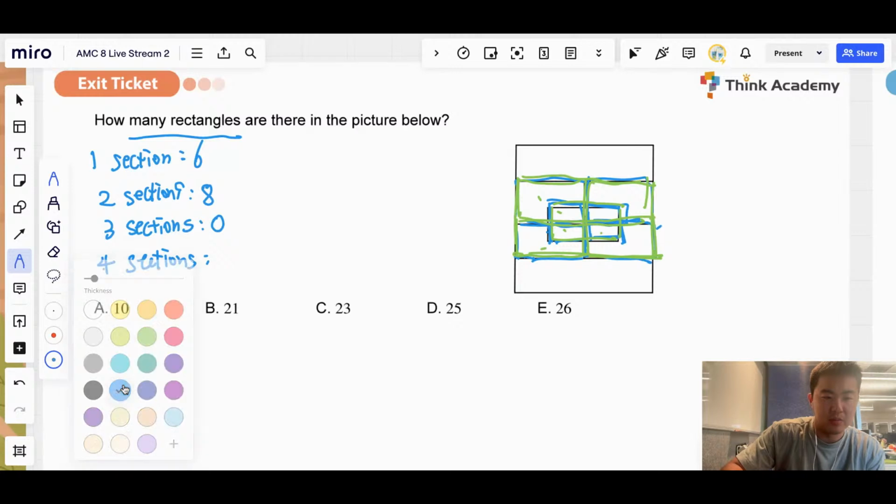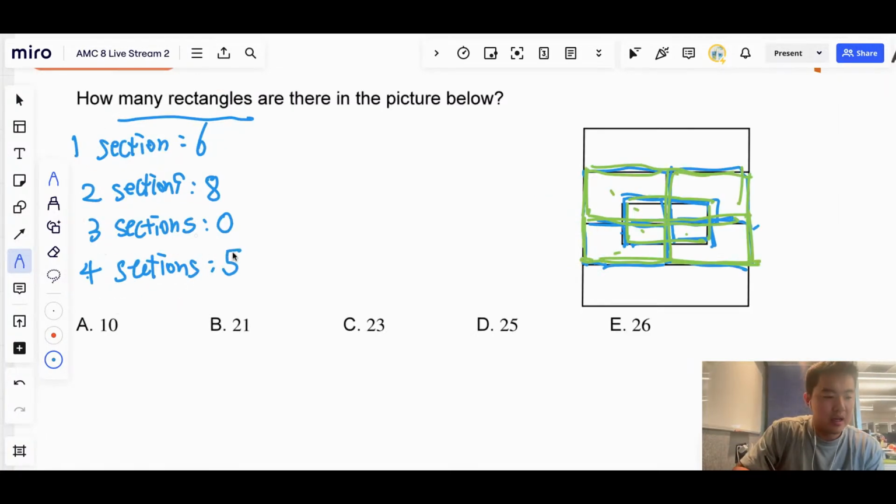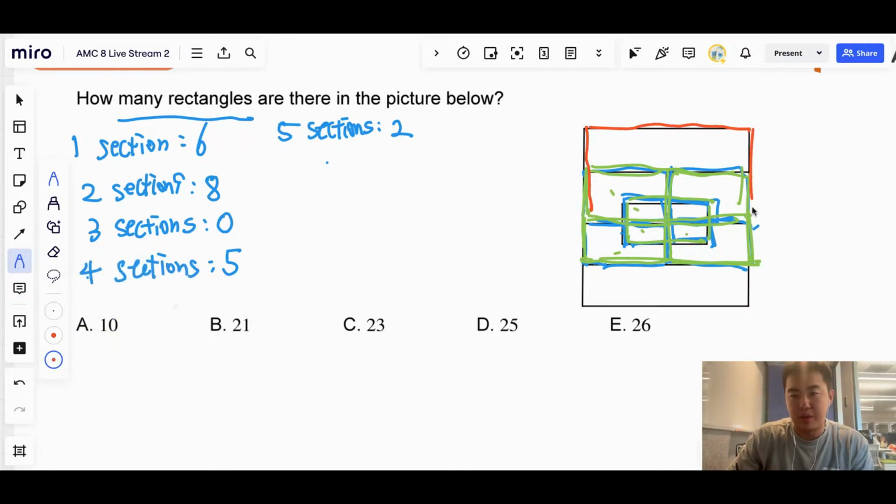So let's go back to blue for the answer. 4 section is 5. How about 5 sections? Rectangles that are composed of 5 different sections. So there should be only 2. Which 2? Let me use another color. How about red? Okay. So if you see here, I use red to mark the boundary of this rectangle. Here's 1, here's 2, 3, 4, 5. So that's 5 sections, right? And there's another one due to symmetry right beneath it. So that's also a rectangle formed by 5 different sections. So that's 1, 2, 3, 4, and here's our 5th section.